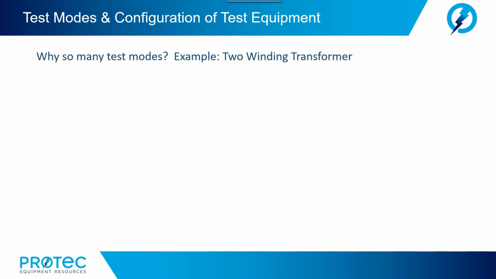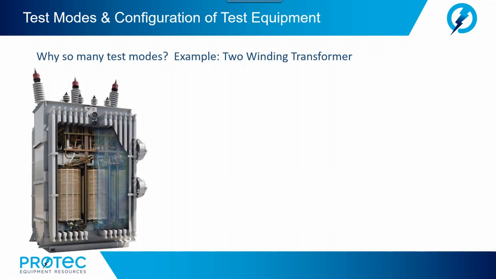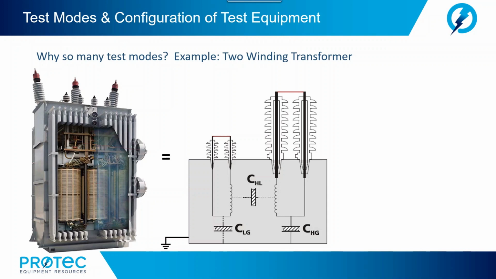Why so many test modes? Well, let's give again a practical example. Let's look at a two-winding transformer. Now, looking internal to that two-winding transformer, when setting up the test, we basically short out the high voltage windings and the low voltage windings.